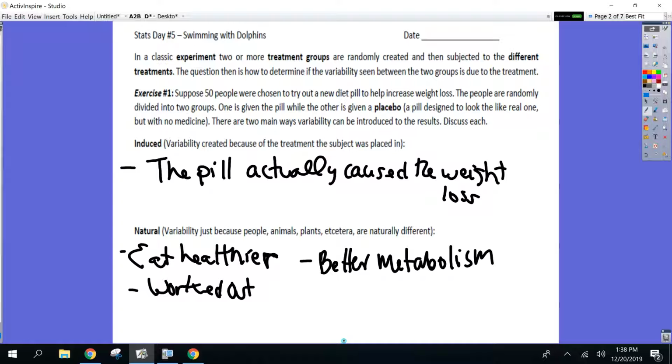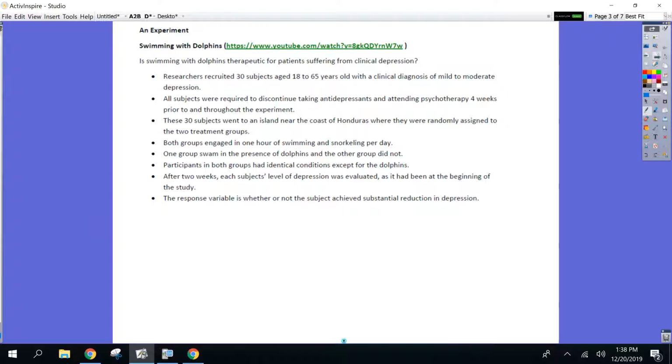So that's what we got to determine. But mathematically, was it because of the pill or just by random chance that this group lost more weight? All right, so does everyone see what we're going to try to determine here? And today I'm going to show you one which is, does swimming with dolphins reduce depression? Okay, that's what's going to be today. Does swimming with dolphins actually lead to a reduction in depression? Okay, so I'm just going to play you first.